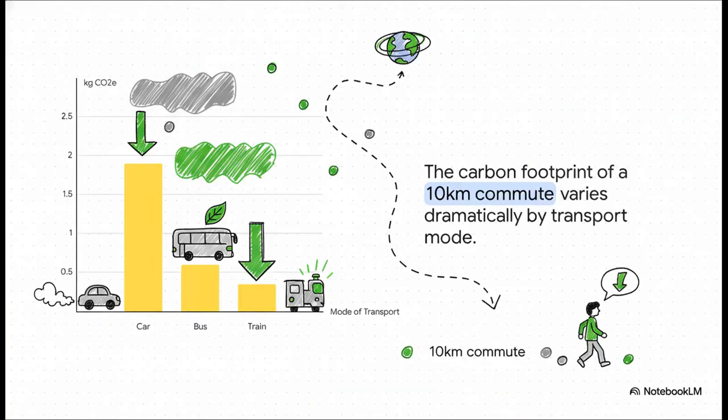So how does this actually play out in a daily routine? Let's say a 10-kilometer commute to campus or to work. Well, the difference between how you get there is huge.